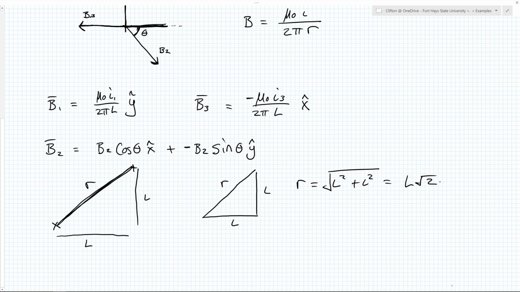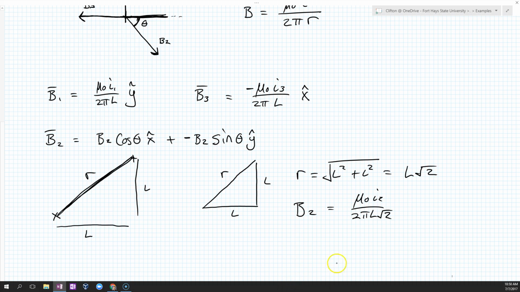So that's how far away current 2 is from the observation point, which means that the magnitude of the field due to current 2 is just going to be mu naught I2 over 2 pi L square root of 2. Alright, so there's the magnitude. Now we need to figure out what this angle is. Well, we really just need to know what cosine of the angle and sine of the angle are. But let's figure out what this angle is going to be.